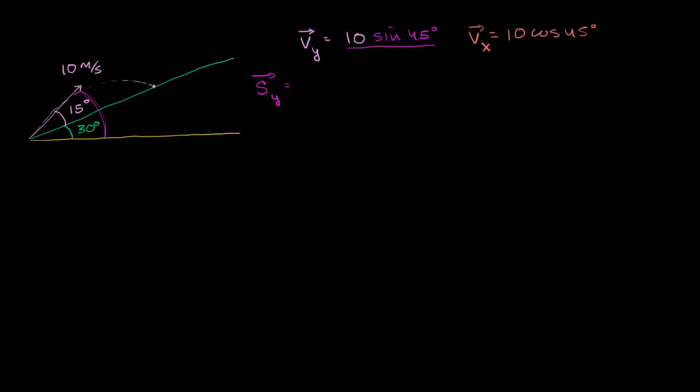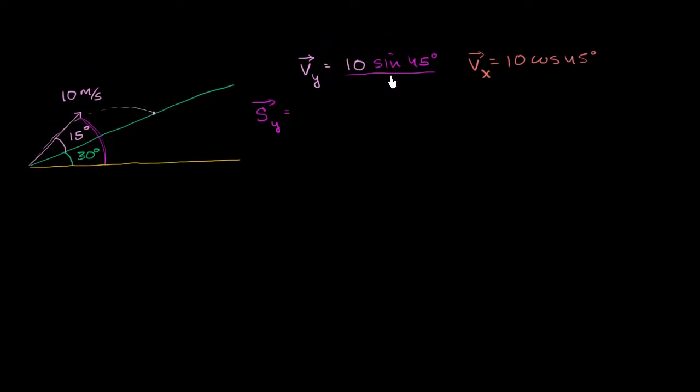And by the way, we could just solve that right now. What is the sine of 45 degrees? Sine of 45 degrees is square root of 2 over 2. Cosine of 45 degrees is also square root of 2 over 2. So both of these values, 10 times square root of 2 over 2, is 5 square roots of 2. So this whole thing right over here is 5 square roots of 2 meters per second. That's our vertical velocity. And our horizontal velocity is also 5 square roots of 2 meters per second. So that simplifies things a little bit. But anyway, we were talking about our vertical displacement.